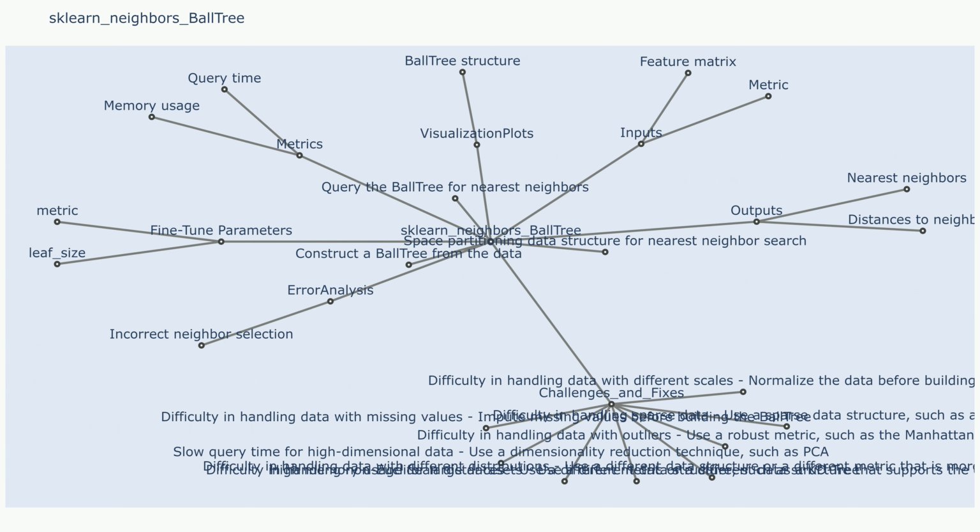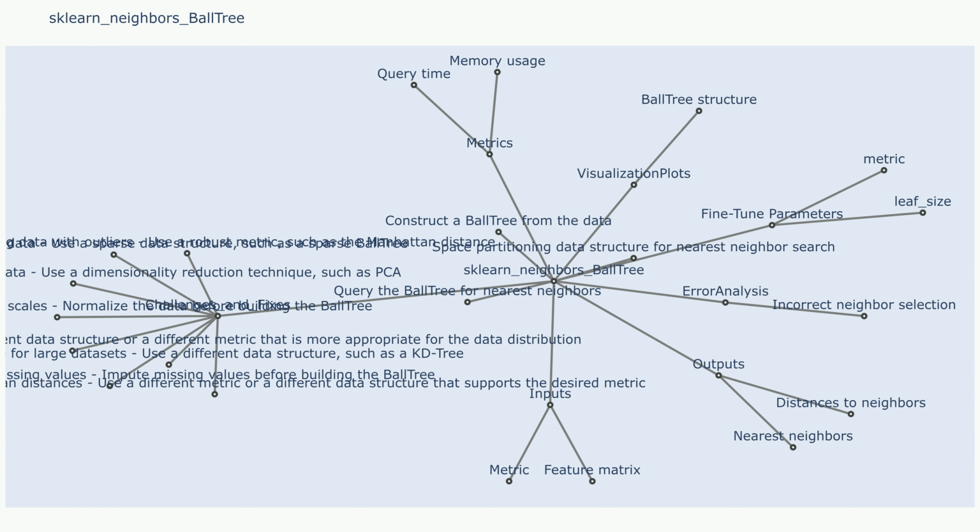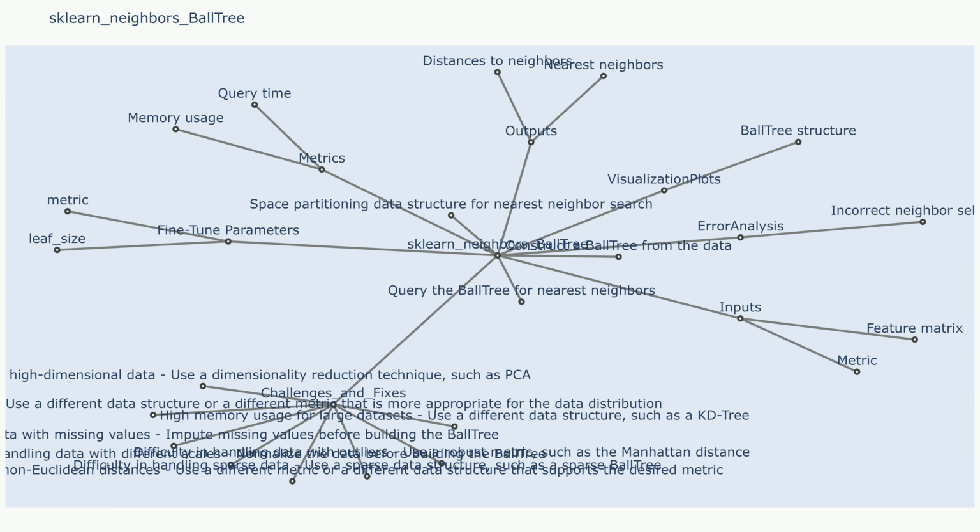Challenges and fixes. Challenge 1: high dimensionality. For very high dimensional data, the performance of the ball tree can degrade due to the curse of dimensionality. This can lead to inefficient search times. Sample use case that resulted in challenge 1: a dataset with hundreds or thousands of features may experience slow nearest neighbor search due to the increased complexity of the ball tree.